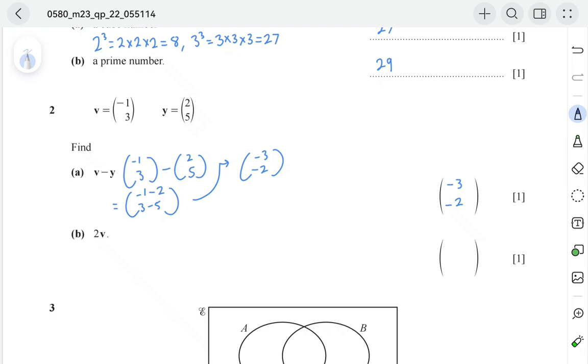Moving on to 2b, we're multiplying vector v by the scalar of 2. So for that, we multiply 2 by both of the components. So that'll be 2 times -1 and 2 times 3, which gives us -2 and 6.